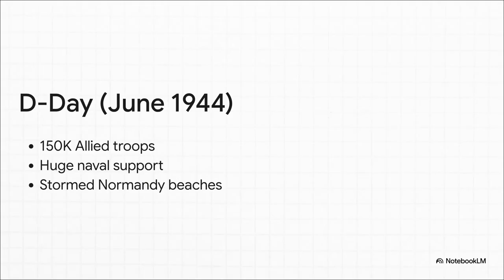Building on that huge momentum, the Allies launched the largest amphibious invasion ever attempted. June 6, 1944. D-Day. Over 150,000 Allied troops crossed the English Channel, backed by massive naval and air support, to storm the beaches of Normandy: Omaha, Utah, Gold, Juno, and Sword.